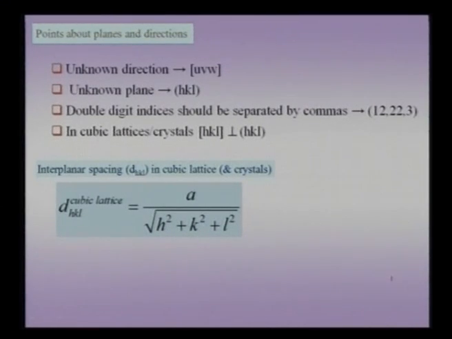Now, an unknown direction typically is written as u, v, w. Suppose I do not have a specific plane, I have an unknown plane, I will call it u, v, w.